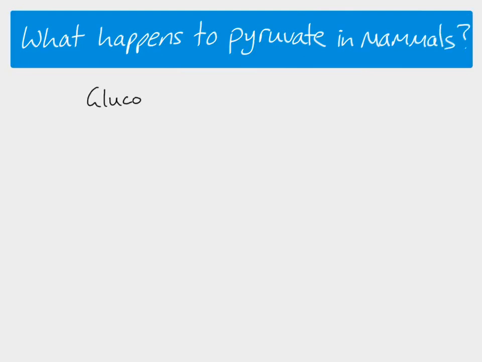Okay, so what we want to know then is what happens to the pyruvate. And first of all, we're going to look at what happens in mammals. So it's not just mammals, it's mammals and quite a lot of microorganisms as well. And the first thing, as we've just seen, is we've got glucose to pyruvate. So this is just a simplified version of glycolysis. And we know that the pyruvate is not going to go into the mitochondria and join the link reaction because there is no oxygen present, so that next stage can't happen.